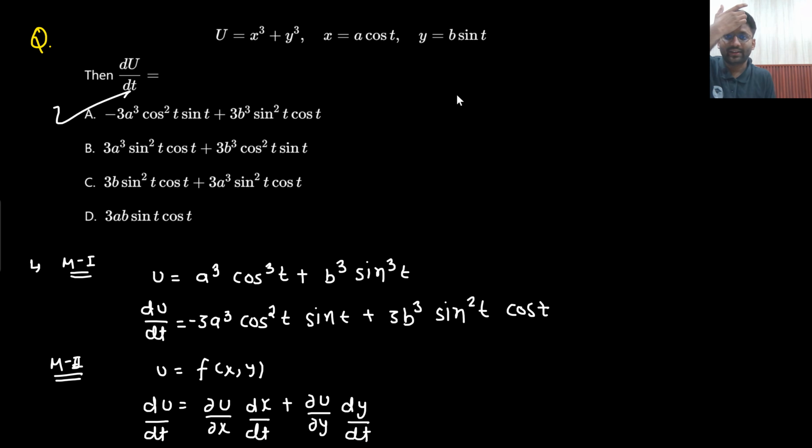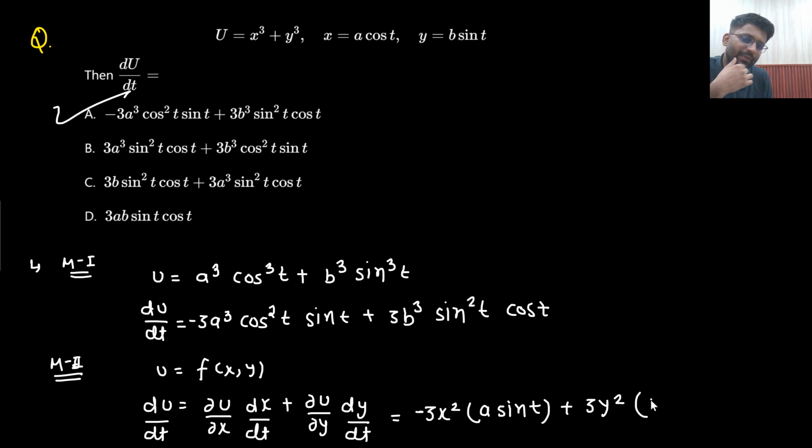Now what will I find out? Del u by del x. What is the value of del u by del x? Keeping y cube as a constant, answer will be 3x square. What will be the value of dx by dt? That will be minus a sin t. Right? Differentiation of cos t will be minus sin t. Plus, what will be del u by del y? That will be 3y square. And what will be dy by dt? That will be b cos t. This will be the answer.